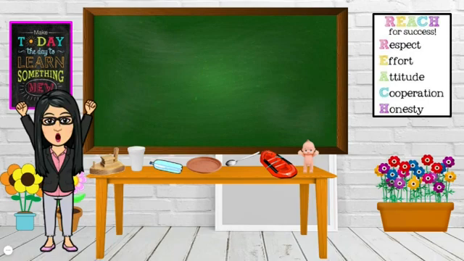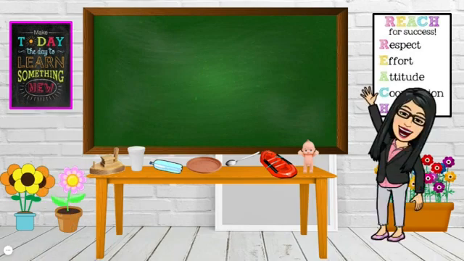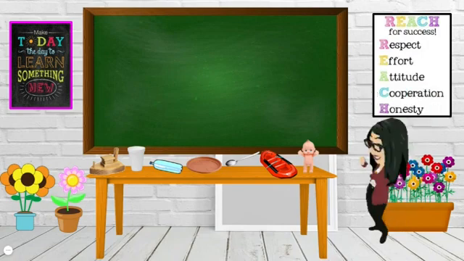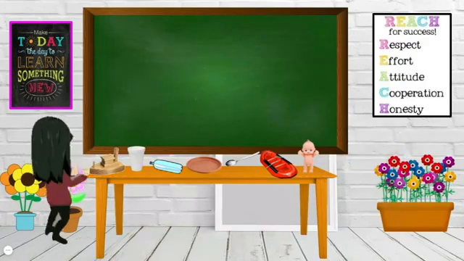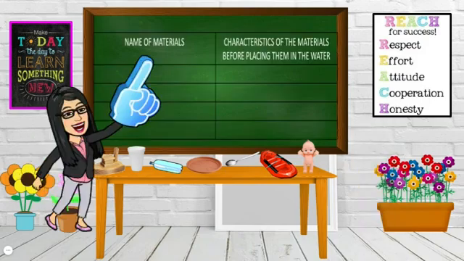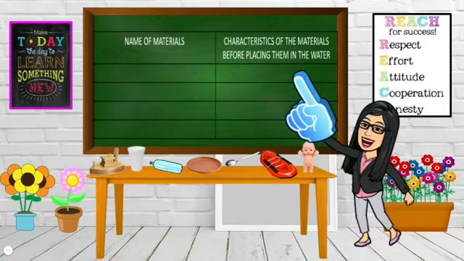Here are the things to do before starting the activity. First, listen to the instructions very carefully. Next, we should prepare all the materials given a while ago and study each of their characteristics. Then, record their description on your notebook as it was listed on the board. On this first column, write the name of the materials. What are the characteristics of the material before they were placed in the water? Write your observation on the second column.